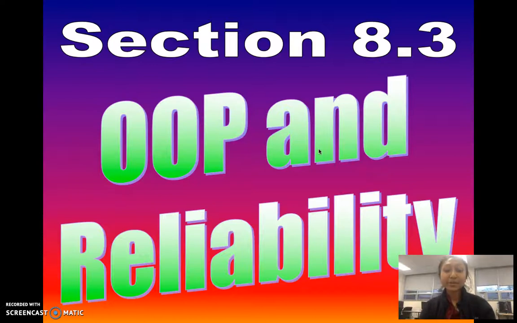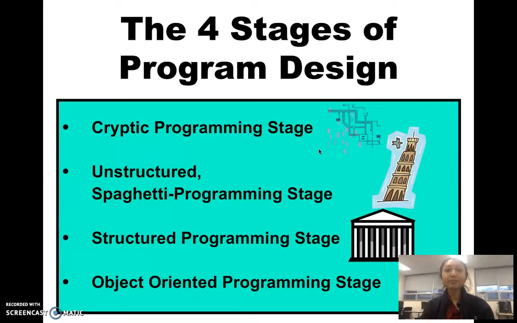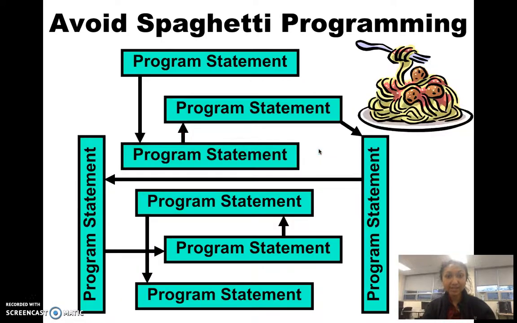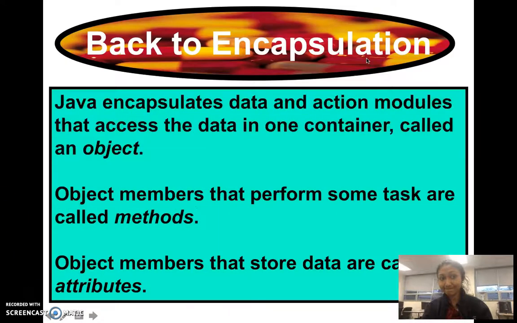So object-oriented programming and reliability. Okay, four stages of program design: cryptic programming stage, unstructured spaghetti programming stage, structured programming stage, and object-oriented programming stage. The object-oriented programming stage is the most developed that we use right now. So avoid spaghetti programming, okay? Spaghetti programming is typically what this flowchart is showing you. You have a program statement to a program statement to a program statement, so everything is basically all over the place.